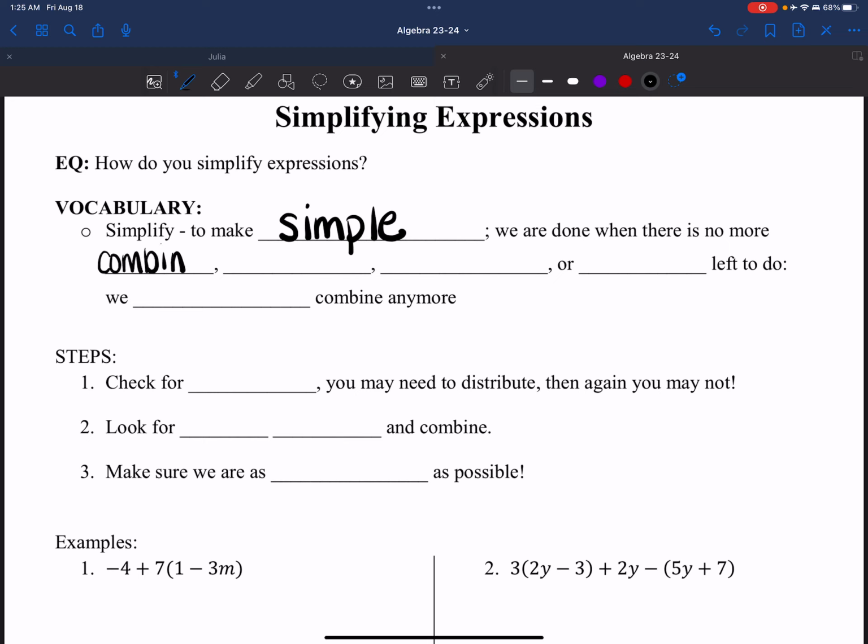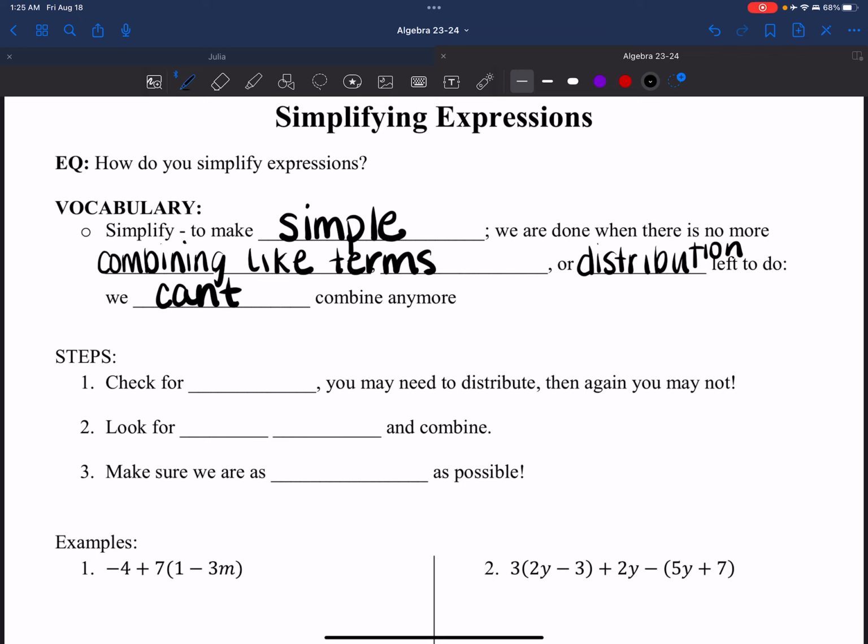like terms, and excuse all those commas in there. I guess I just got comma happy or something. Okay, or distribution left to do. Okay, so simplifying means we're making it simple, making it manageable, and we are done when we can no longer combine any terms that are alike, and we don't need to distribute anything. Okay, but the big one is we can't combine anymore.